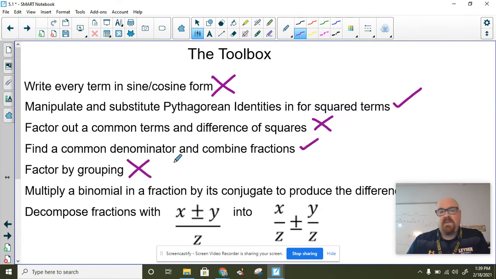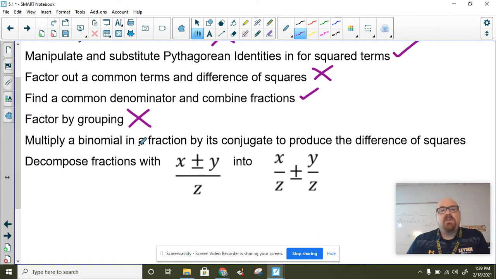Again, we're not going to factor by grouping because there are not 4 terms. Multiplying a binomial in a fraction: we have a fraction, but it doesn't have a binomial in it, so we're not going to. And we don't want to produce the difference of squares because we already have a squared term. I haven't mentioned this up to this point, but we don't want to produce the difference of squares if we have a squared term already. We're going to look at that squared term and put our focus up here.